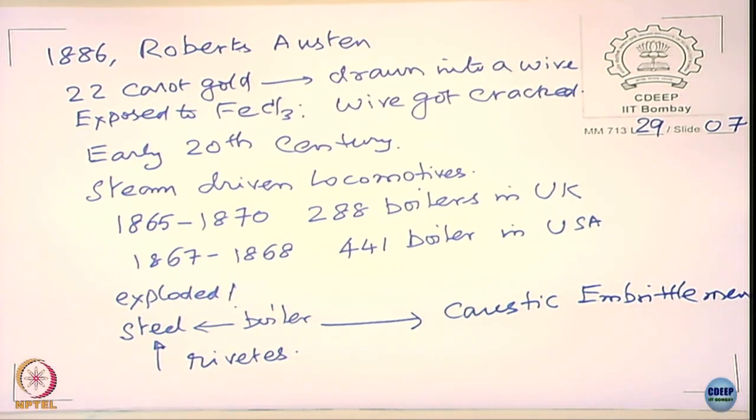caustic embrittlement. Now we all know that it is a simple mechanism of stress corrosion cracking, right? But in those days they called it caustic embrittlement because of wherever the caustic accumulated. See what happens when you have a sheet and you join them like this, and you put a rivet here, okay? In this gap there will be accumulation of the sodium hydroxide, which starts giving rise to cracks.